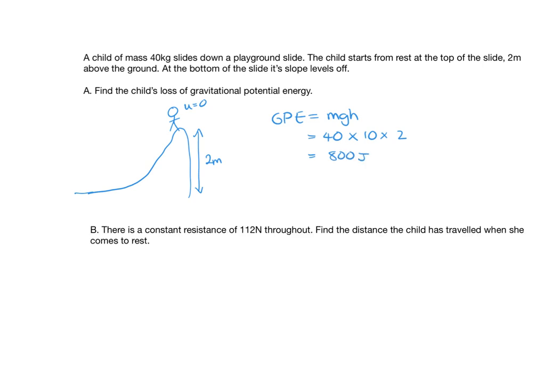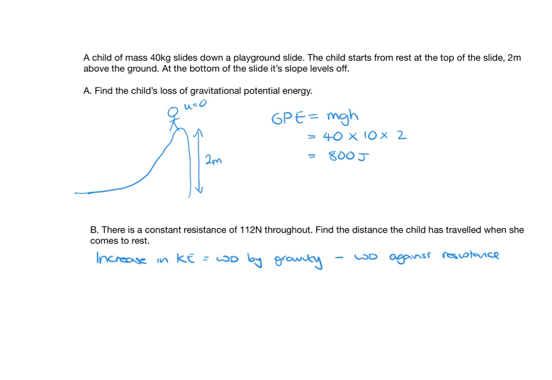We're now told there's a constant resistance of 112 newtons throughout the whole journey. And we need to find the distance the child travels when she comes to rest. So to do this, we're going to use the formula: increase in kinetic energy is equal to the work done by gravity, subtract the work done against resistance.